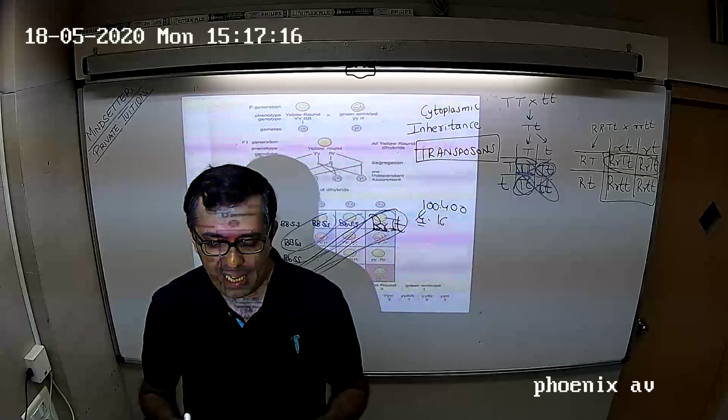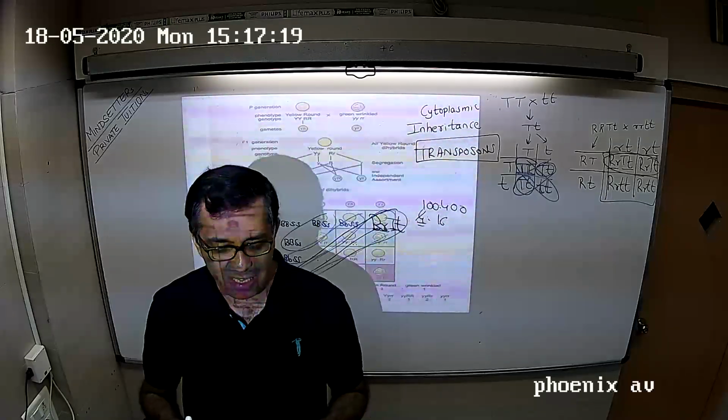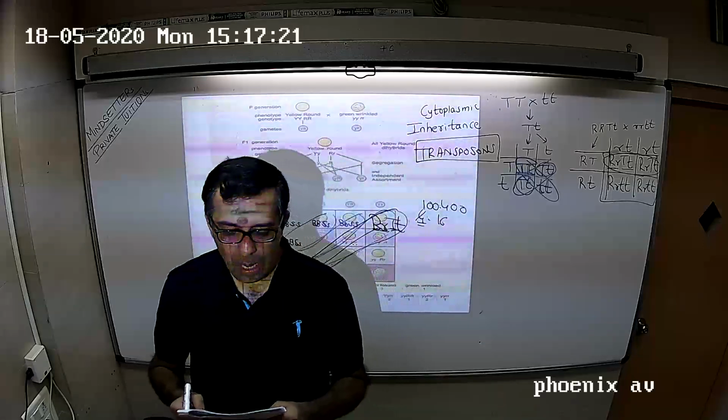184. When a tall and a dwarf plant are crossed, from which cross is a 1:1 ratio obtained? Answer A, capital T small t and small t small t, is an example of a test cross.